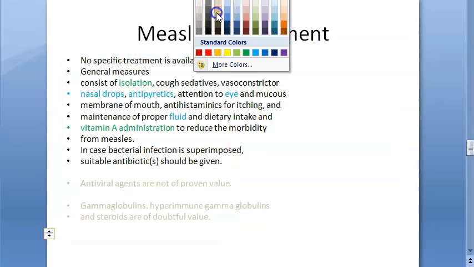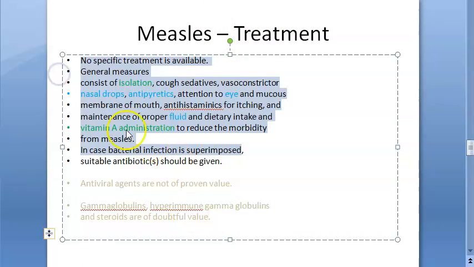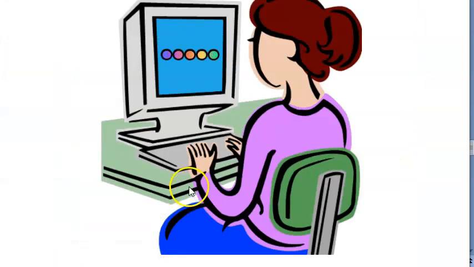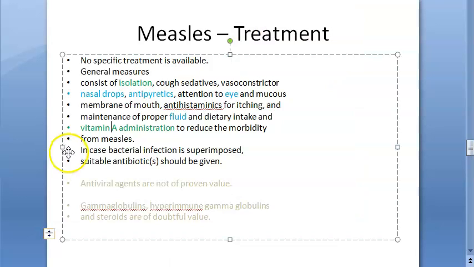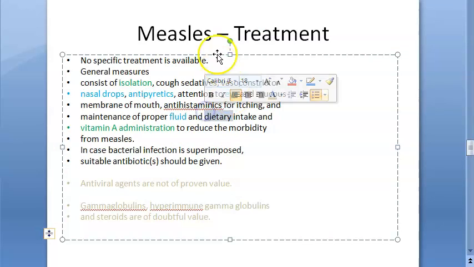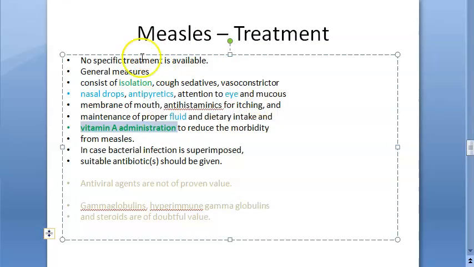They really don't like this, so let's make this gray. Why waste time on this? Read the actual treatment. What is the actual treatment, guys? You isolate the person, you give them fluids and dietary intake, attend to any problem, antipyretic to reduce their fever, antihistaminics if there is itching, nasal drops, vitamin A. Don't forget vitamin A, okay guys, don't forget vitamin A.